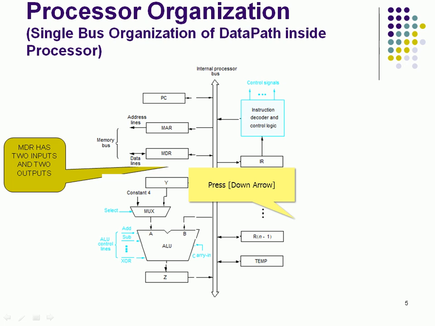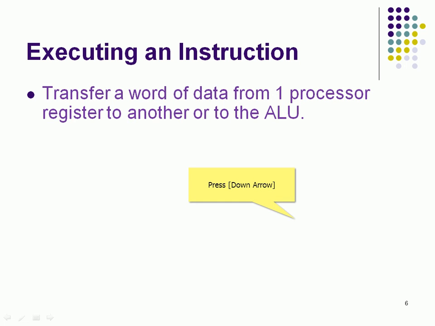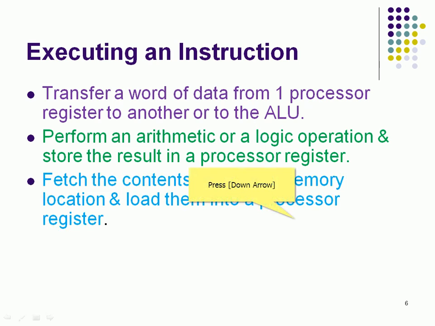So two outputs will be there, right? So, execution of an instruction, let us see that. Transfer a word of data from one processor register to another, or to the ALU, right? Perform an arithmetic or logic operation, and store the result in a processor register. After performing the logic or arithmetic operation, the result has to be stored somewhere, especially in the processor registers. We have understood the general purpose registers, that is R0 to Rn-1. So those will be involved there.